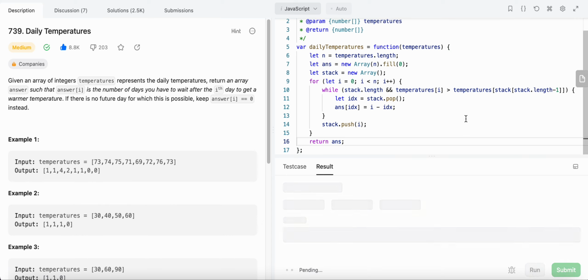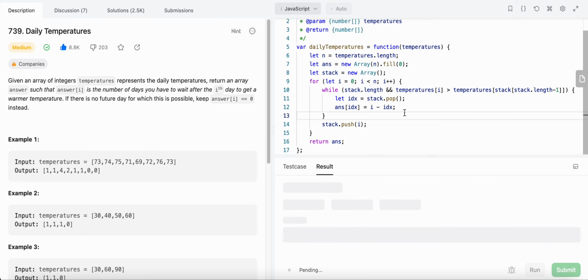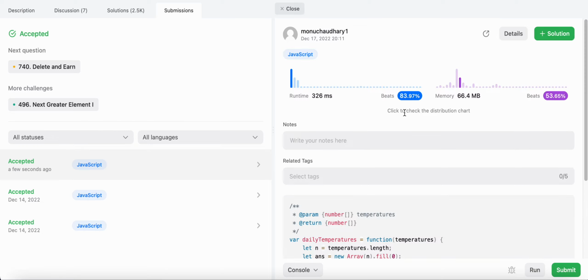Now let's try to run our code. Great, let's submit it. Cool.